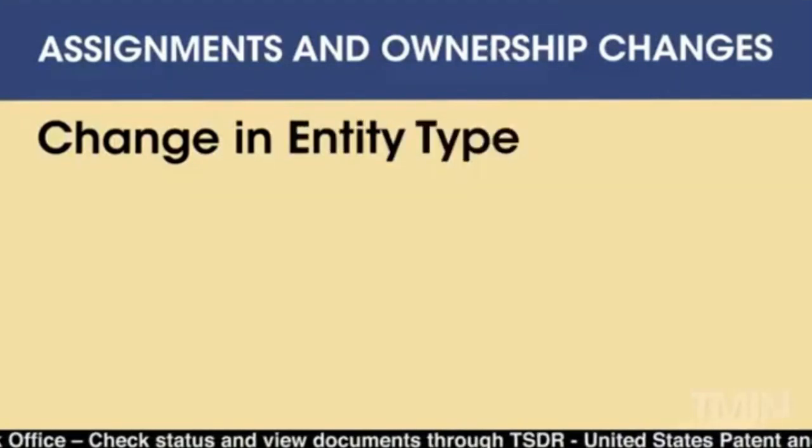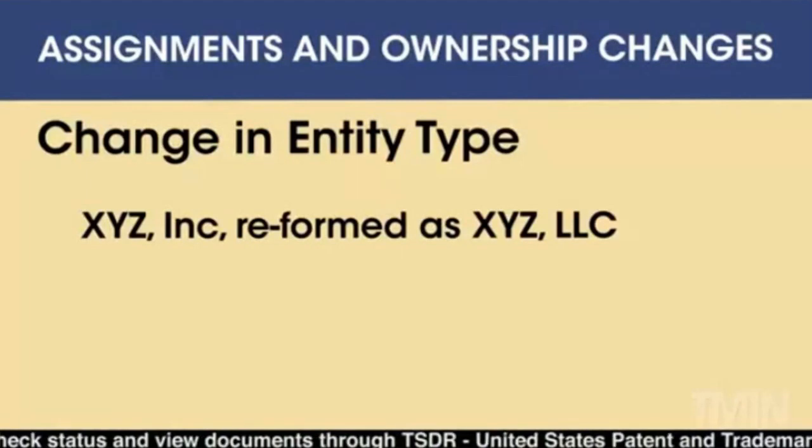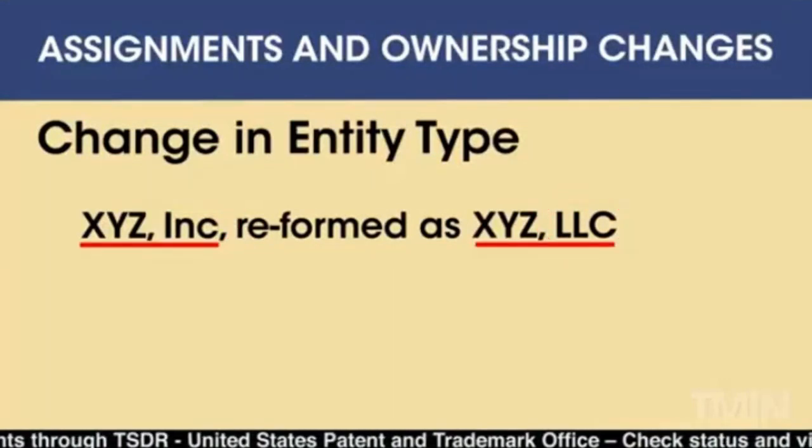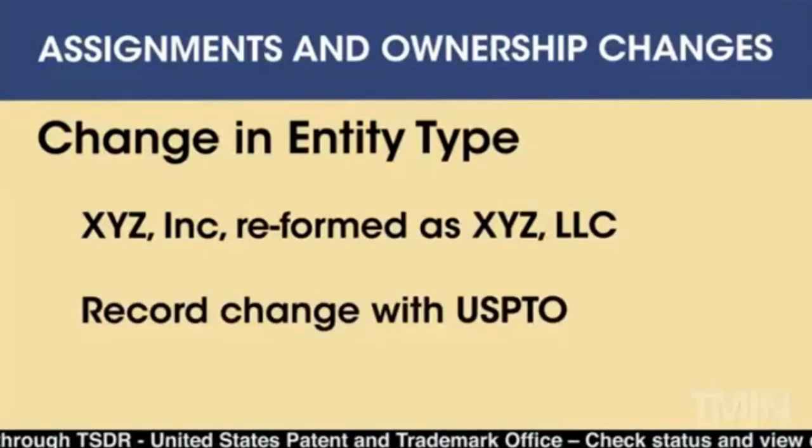Change in entity type. Here, the owner stays the same, but the type of entity changes. For example, say XYZ Incorporated owned a particular trademark application, but during the registration process reformed the business as a limited liability company, XYZ LLC. Notice, not only did XYZ change its entity type, it also changed its name. The company now must update the USPTO records to indicate the owner is XYZ LLC.